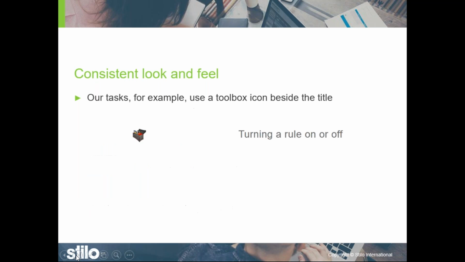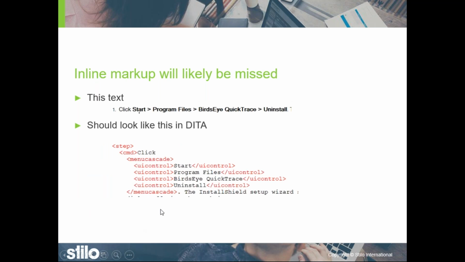I don't know why this is jumping. The separator might be something different besides those chevrons. So what we actually want is a menu cascade with each of these UI controls separated. And you see there is no separator specified in the DITA. So that's what we hope for.